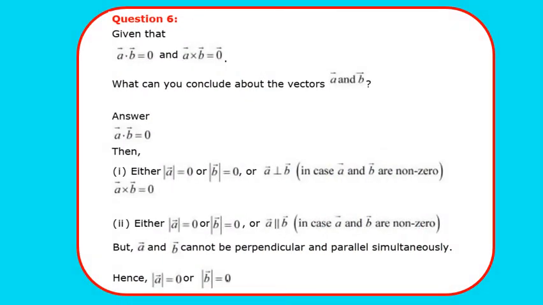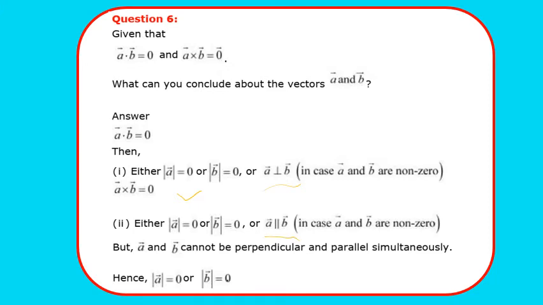Moving to question 6. Given that A dot B is equal to 0 and A cross B is equal to 0, what can you conclude about the vectors A and B? Now A dot B is equal to 0, then we know that either A is equal to 0 or B is equal to 0 or A is perpendicular to B if A and B are non-zero. And A cross B is equal to 0 if mod A is equal to 0 or mod B is equal to 0 or A is parallel to B, again only if A and B are non-zero.